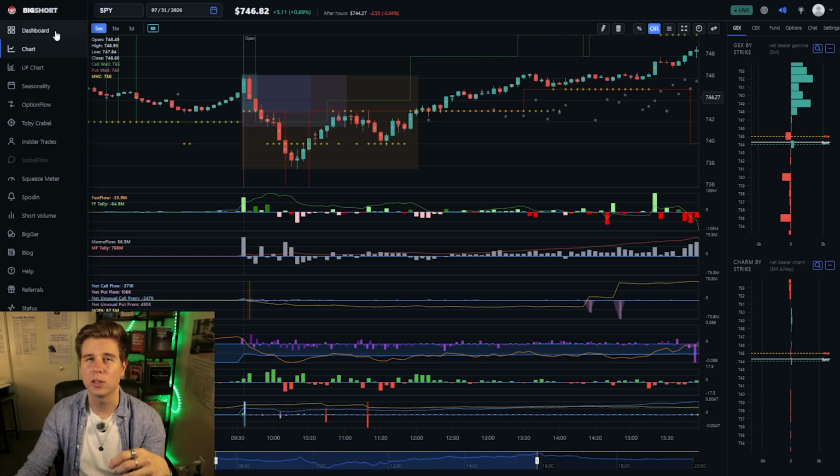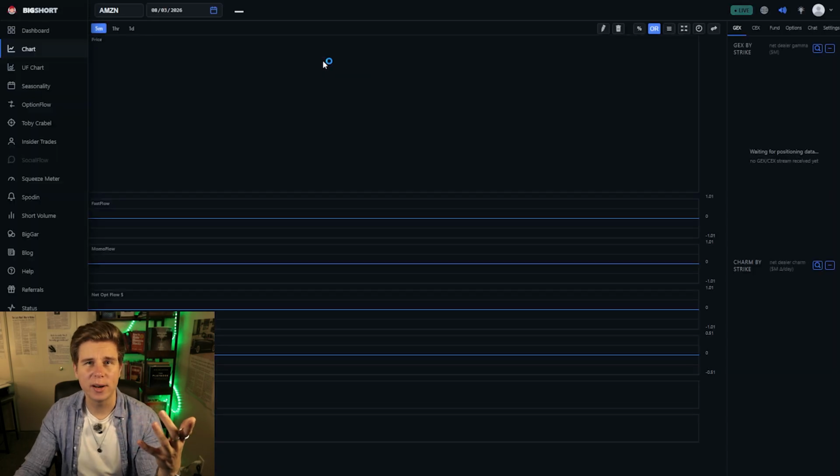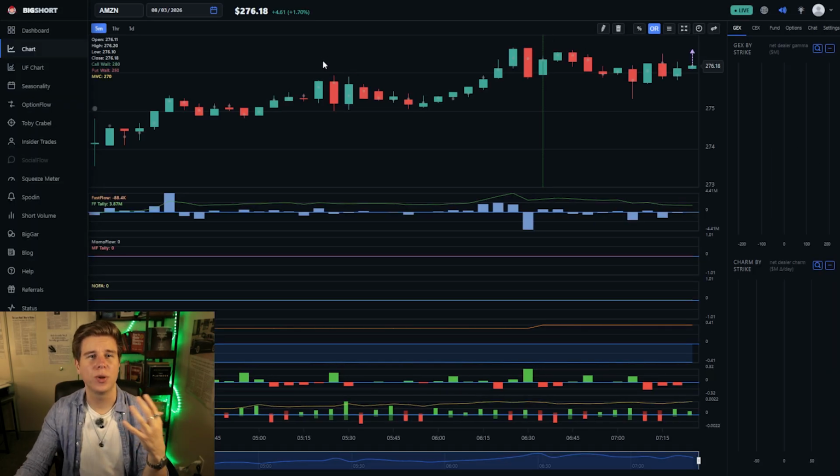Check the dashboard as well. Scan the top 10 positive NOF, negative NOF, and the short exempt to find tickers that you might be interested in, and then just click on that ticker, open it up during the day, and see what things look like.